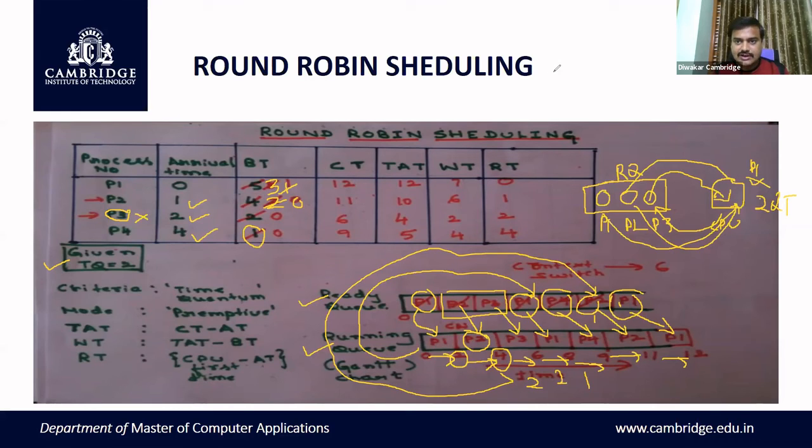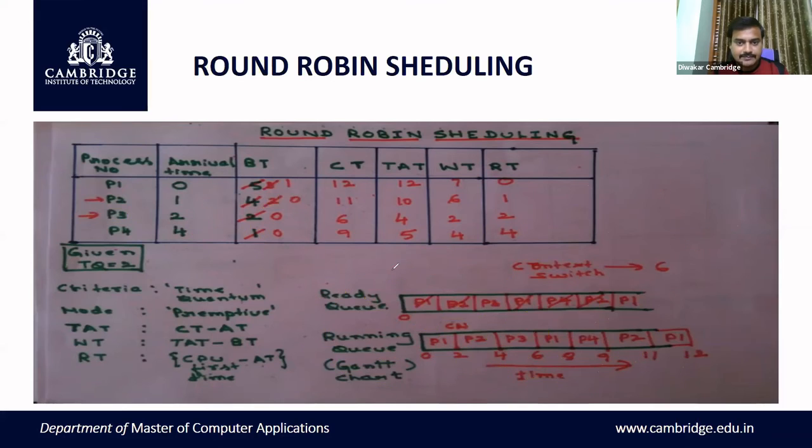Now what happens after doing this, right? After doing this, you're going to calculate the CT, completion time. When the process P1 has been completed, 12, right? You're going to write 12 here. At the right side you have to see. Next, when does the process P2 complete? At 11. You have to write 11 here. When does the process P3 complete? 6. You should write 6 here. When does the process P4 complete? P4 has completed at 9. Right? You should write 9 here.